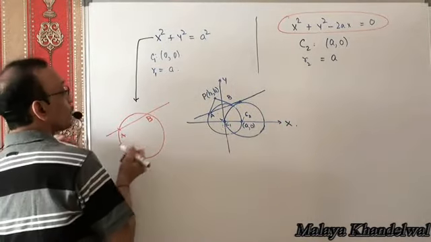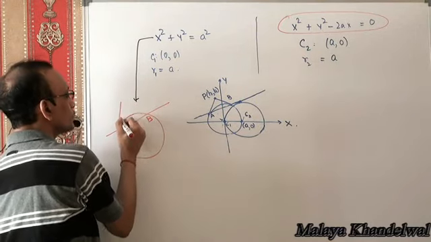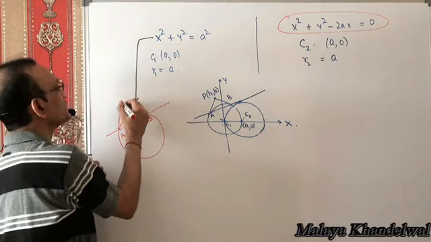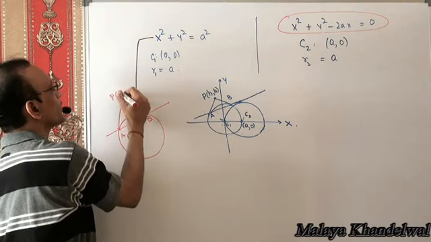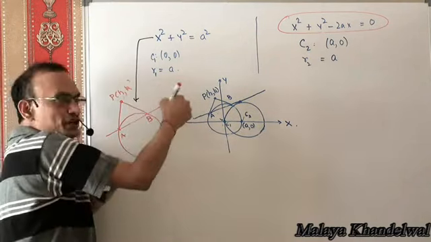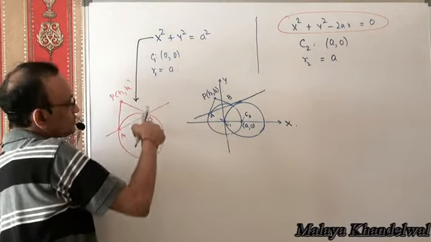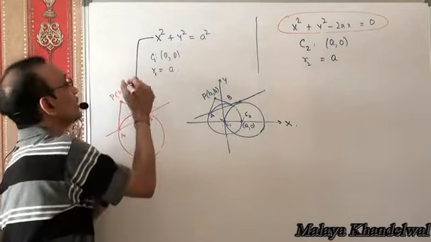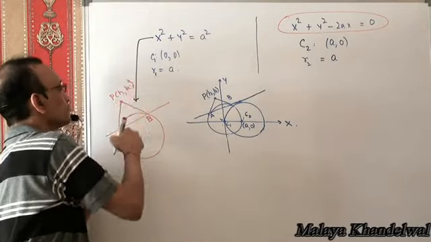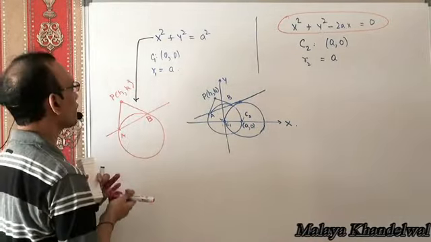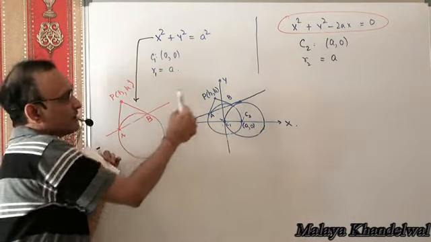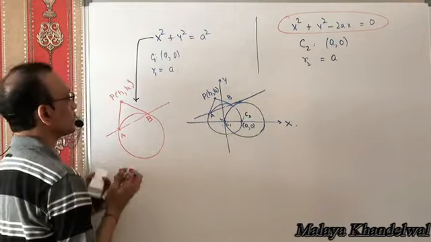And for those chords, we are drawing tangents at the endpoints, and these tangents meet at P(h, k). For different chords AB that touch the other circle, I'll have different points (h, k). I want to find the locus of the point P(h, k). So first of all, if I take any point (h, k), can I find the equation of AB? Yes, I can.